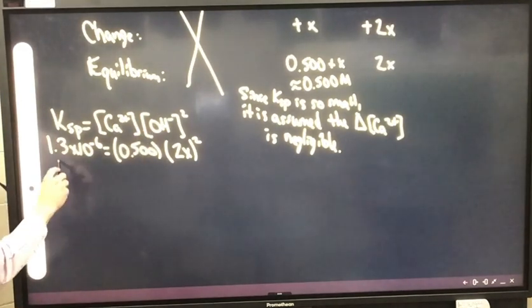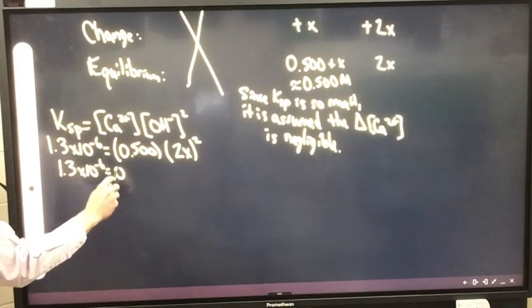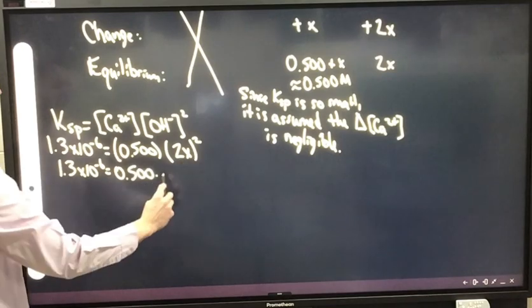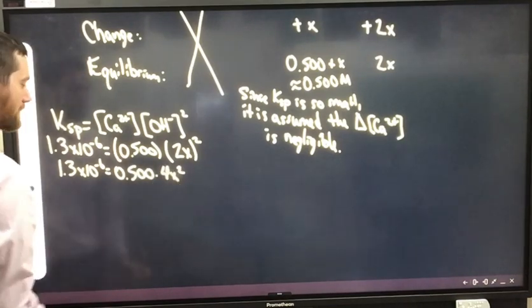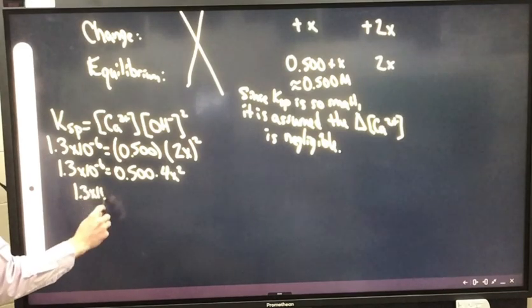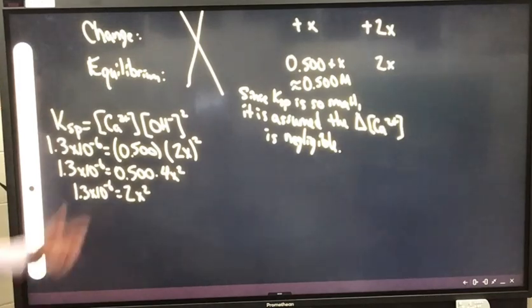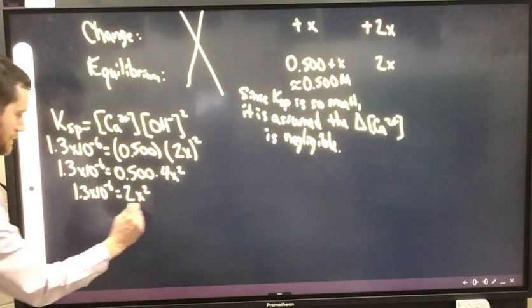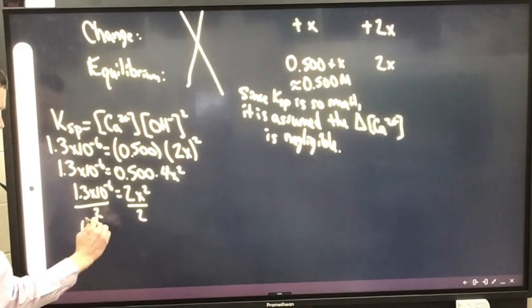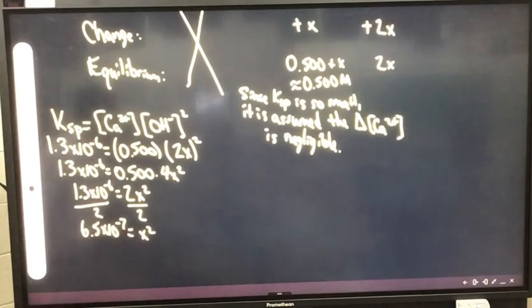So if we start trying to clean this up, this is 1.3 times 10 to the negative 6th equals 0.500 times, again, 2x squared is 4x squared. Now, 0.5 times 4, this left side didn't change, 0.5 times 4 is 2x squared. So we just do some algebra to finish this up. Divide both sides by 2. So 6.5 times 10 to the negative 7th equals x squared.